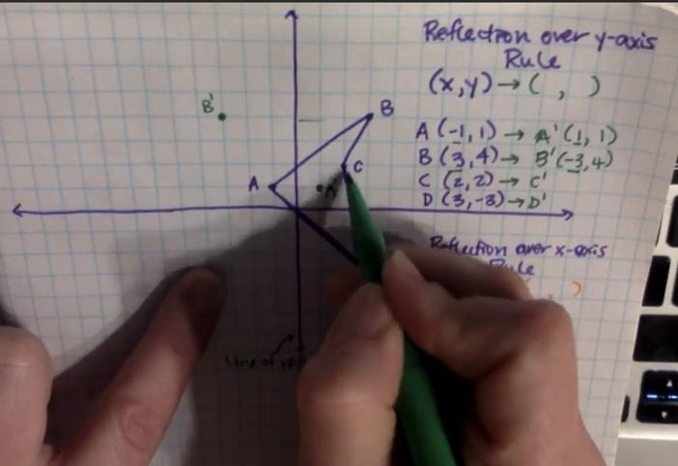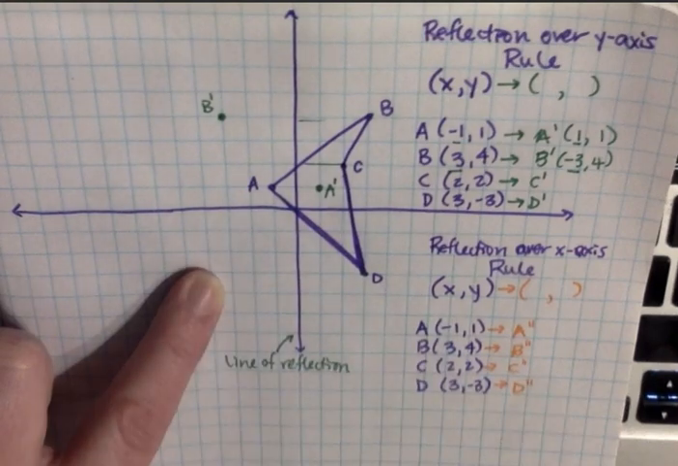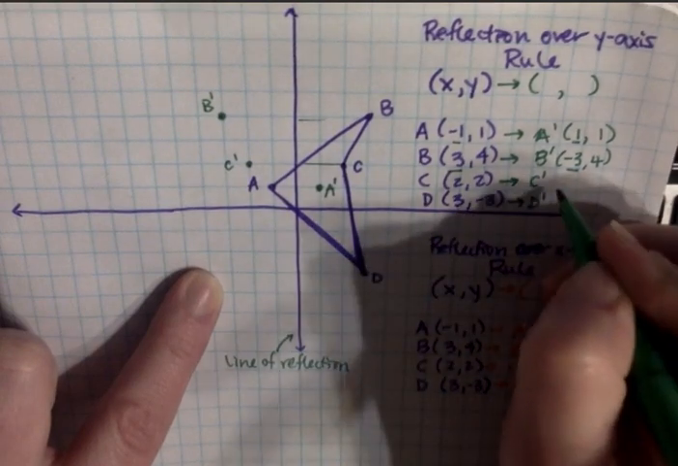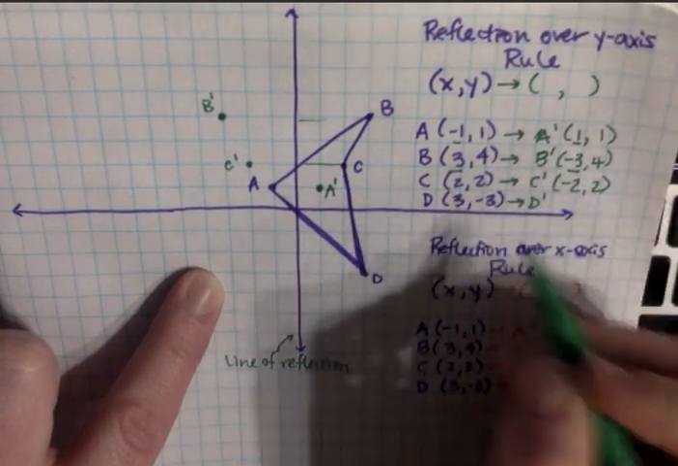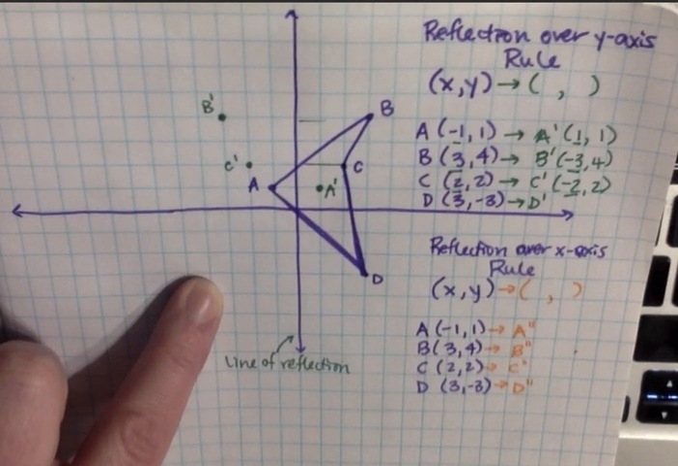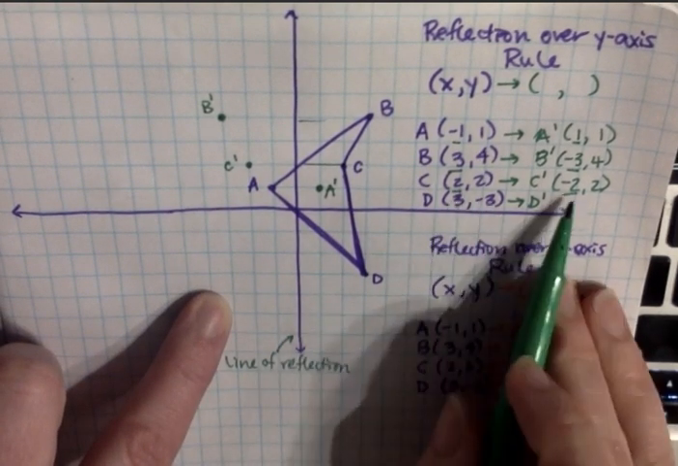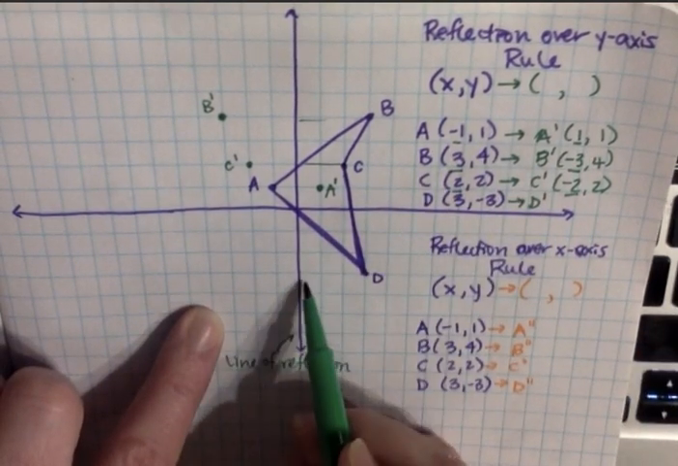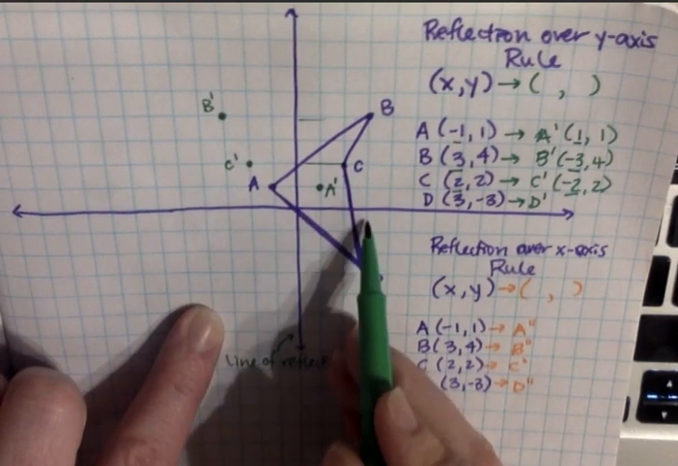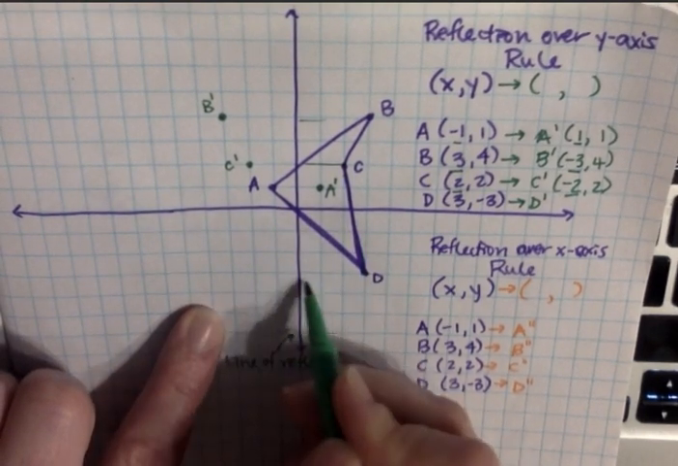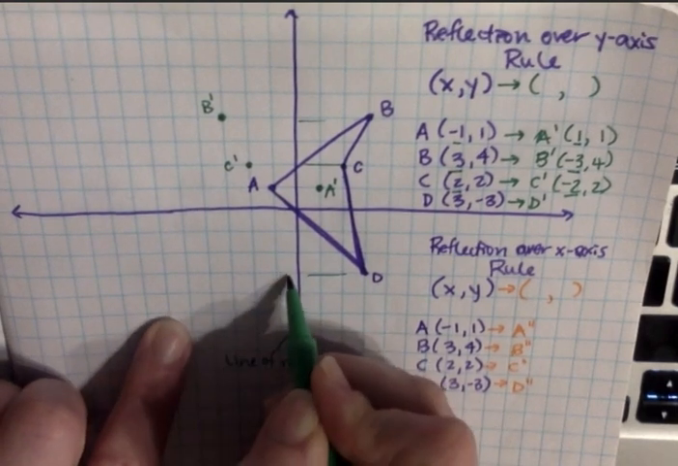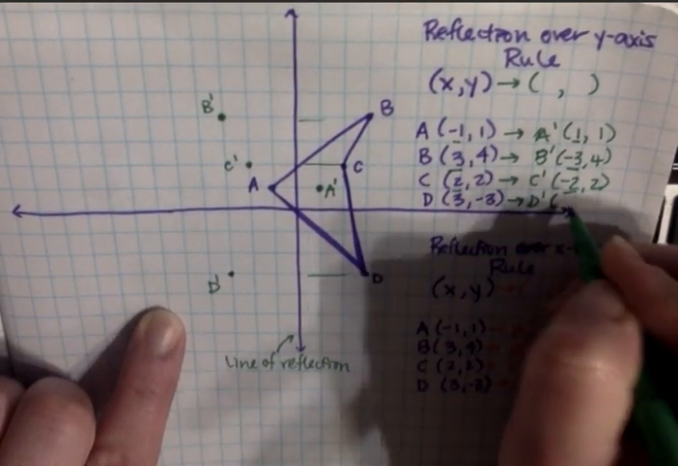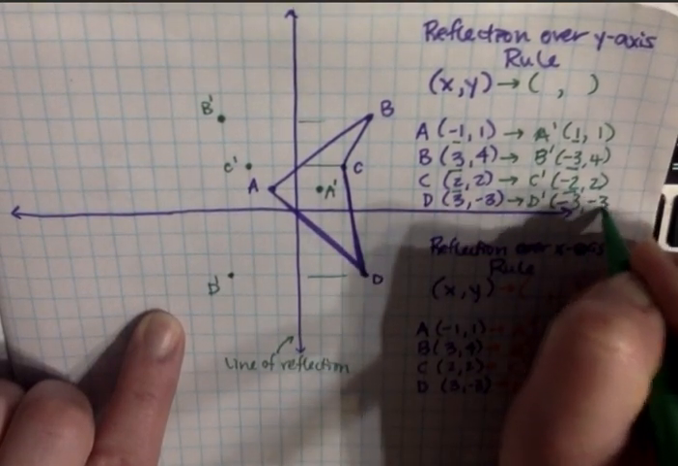C is 2, 2. It's 2 units to the right of that line of reflection, so I'm going to go 2 units to the left, and label this C prime. That means the new point is negative 2, 2. Again, the x value became opposite, because the x value was positive and became negative. So the D point is 3, negative 3. It was 3 units to the right, so it's now 3 units to the left. Here's my new D prime point, and that is negative 3, negative 3.